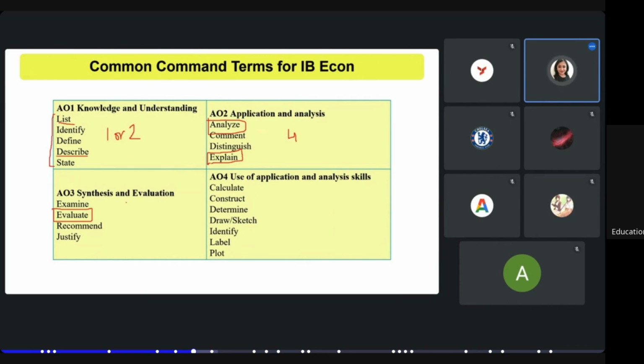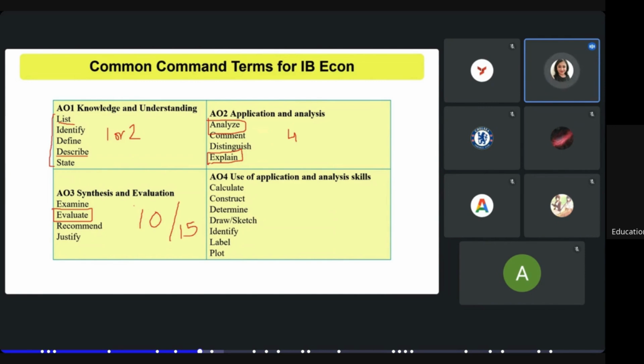Come to AO3, please, with me. Your synthesis and evaluation questions for IB Econ, these are your 10 markers and 15 markers, regardless of what paper you're writing. Okay, so if you notice here, there are terms like examine, evaluate, recommend, and justify, very big terms. In the subject guide, if you go to the end, a huge glossary of command terms is given. They have told you what to write when it's an evaluate question and what to write when it's a recommend question.